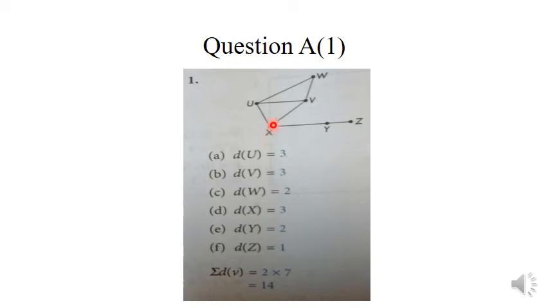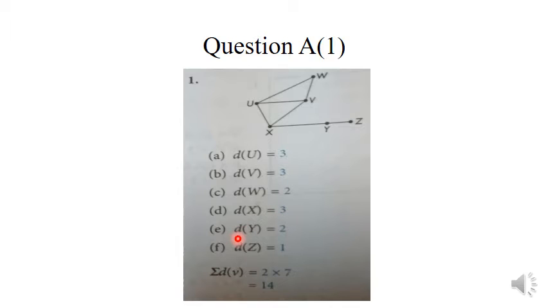Vertex X, how many edges? How many degrees? X, Y, 1 each. X, V, 1 more. X, U, the other. So, from vertex X, you have 3 edges. 1, 2, 3. So, the degree for vertex X is 3.